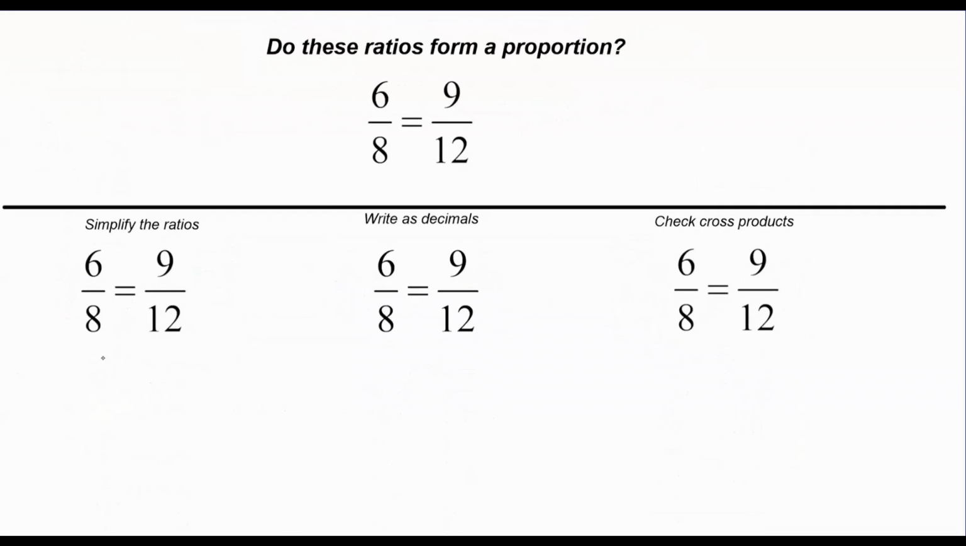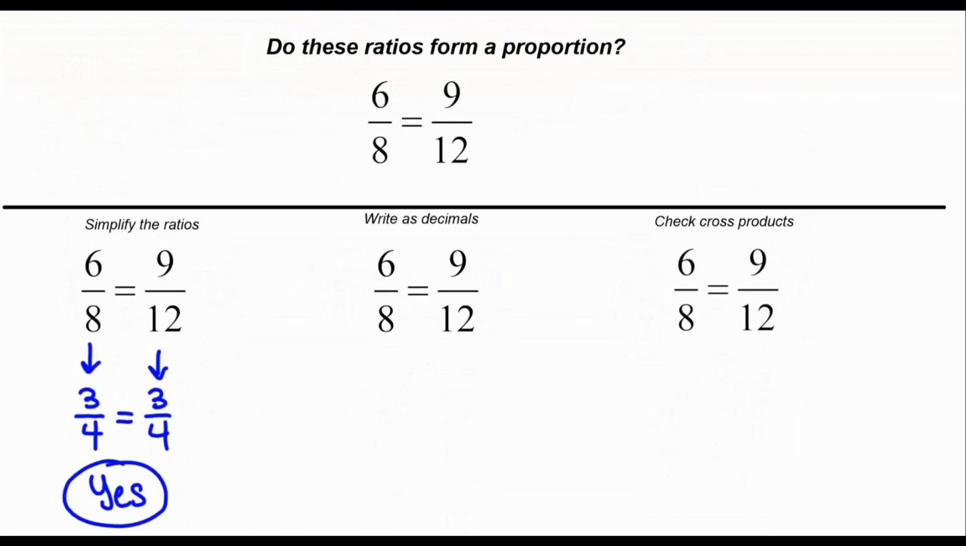So let's simplify these ratios. 6/8 does simplify. It simplifies to 3/4. And 9/12 also simplifies, and in simplest form, that is 3/4. So you can see that these two ratios simplify to the exact same ratio of 3/4. So that tells me, yes, these two ratios form a proportion.